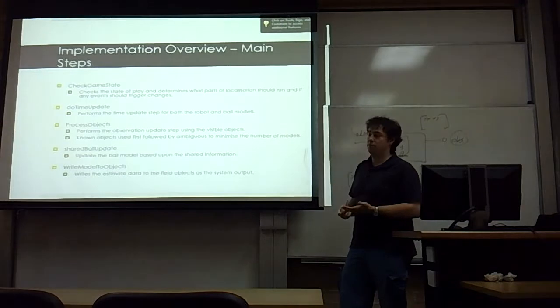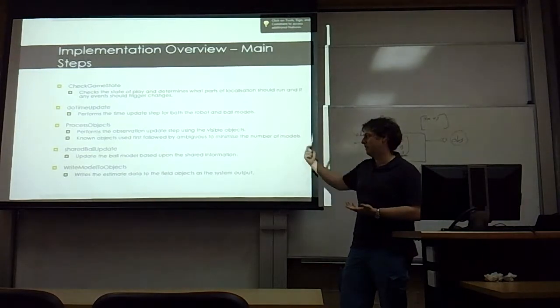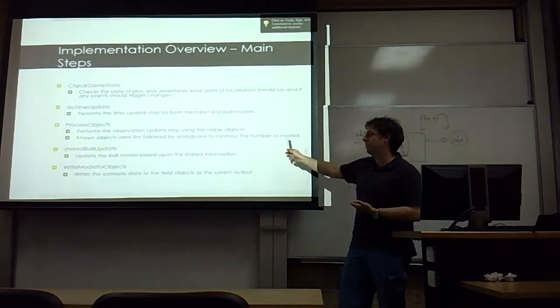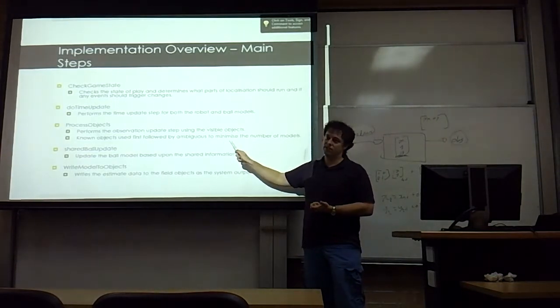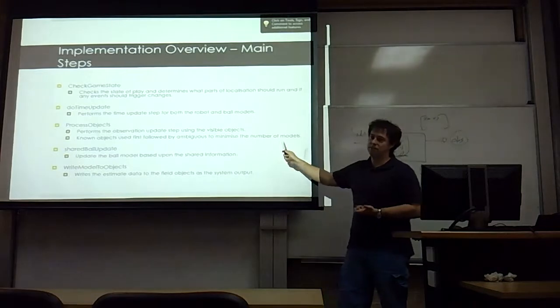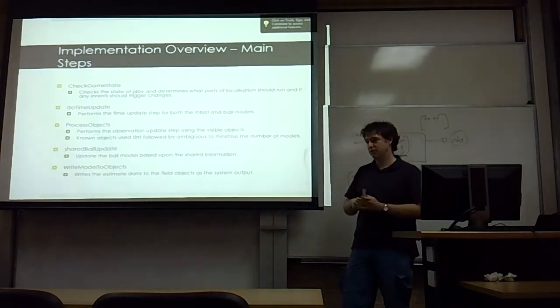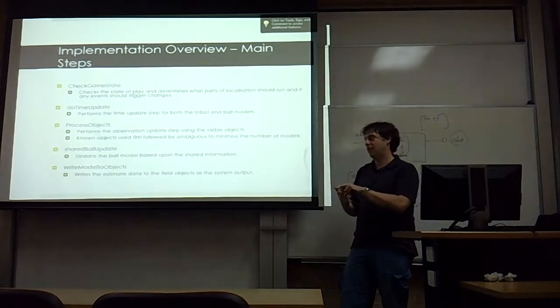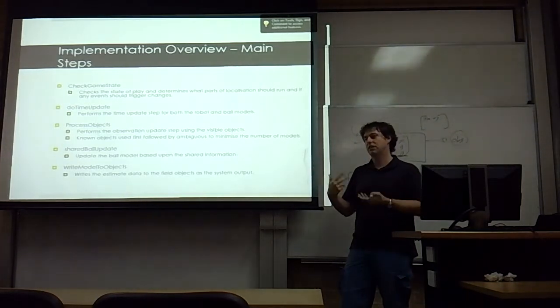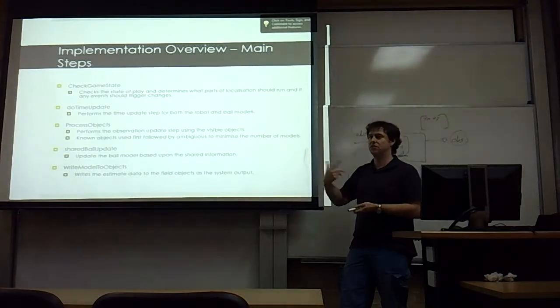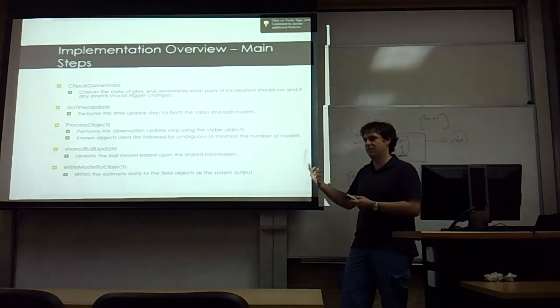Next one is to process the objects. It performs the observation updates using all the visible objects. It's better to do the known objects first and then the ambiguous ones to prevent producing more models. The known objects get updated on every model the same. So if you have two, and then it's later split up into four, if you do the known objects first, you do 2 updates. If you do it later, you do 4 updates.